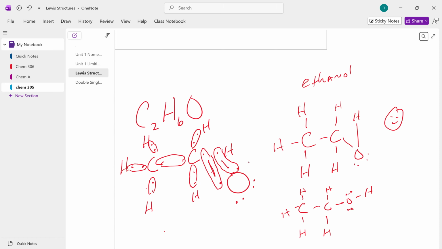Now the oxygen can be, instead of off to the right, on the top, the bottom, left or right. Doesn't matter, because remember, these molecules can tumble in air.